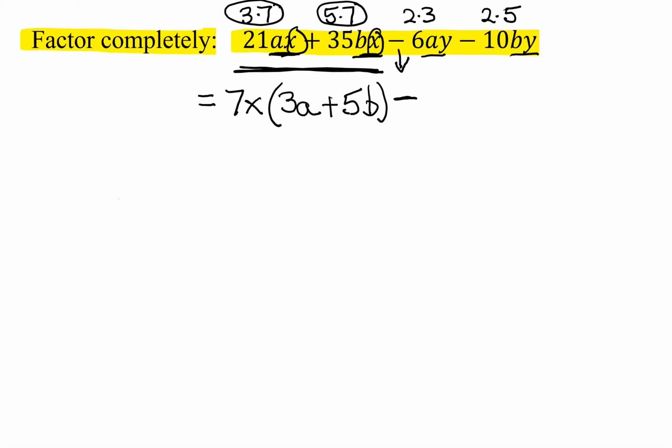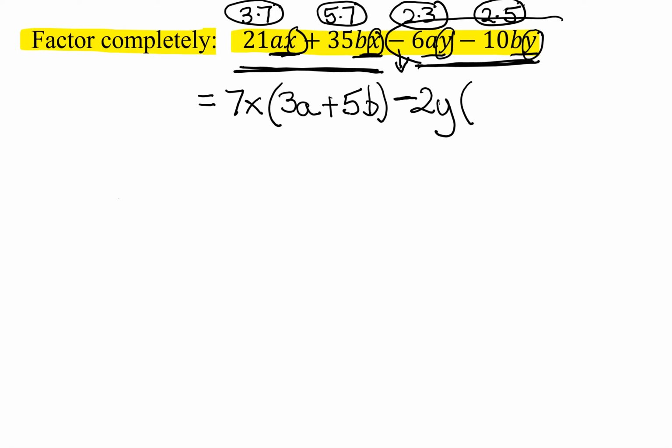And now, what do the last 2 have in common? Well, looking at my numerical factors here, you can see they have a 2 in common. And what variable do they have in common? Well, they both have a y. Now, this is where it gets a little tricky. You've got to be careful. You're factoring out a negative.